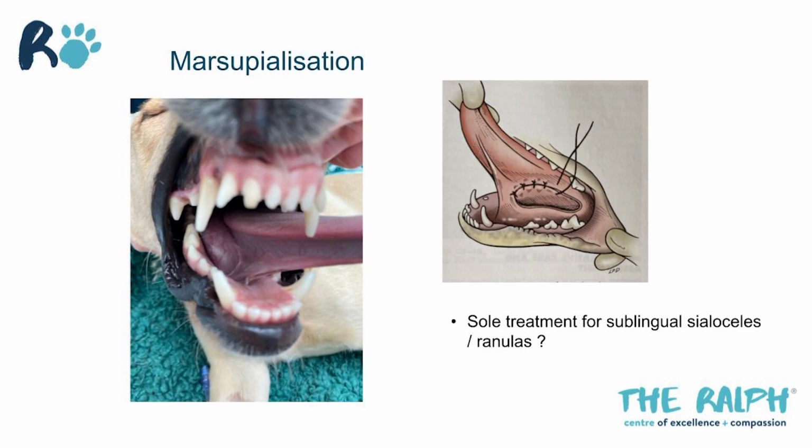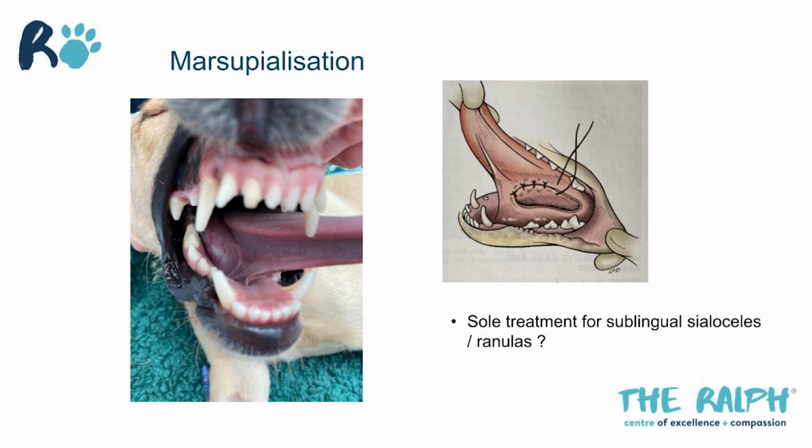Marsupialization is another procedure which you can perform. We mentioned it for pharyngeal sialoceles in the beginning, but ranulas probably are good cases to do that. The procedure is very, very simple. You will just make an oval or elliptical incision on the swelling. You will drain the saliva, and then using absorbable monofilament suture, you will suture the oral mucosa with simple interrupted sutures as shown in this image. You suture the oral mucosa to the lining of the sialocele.